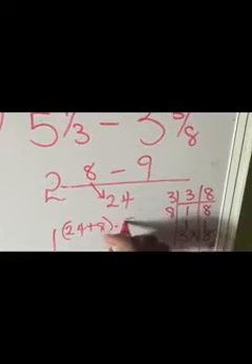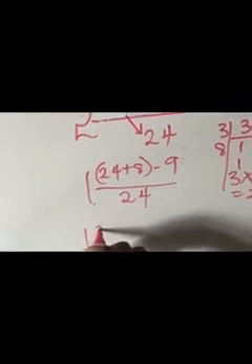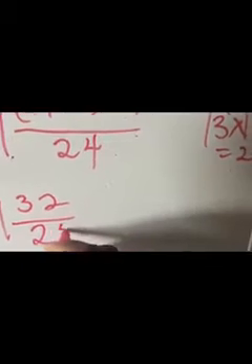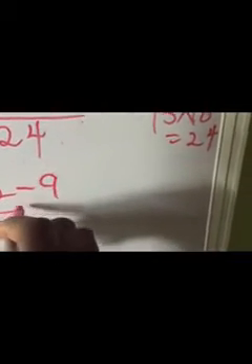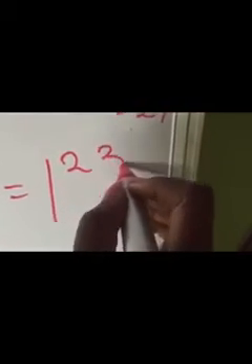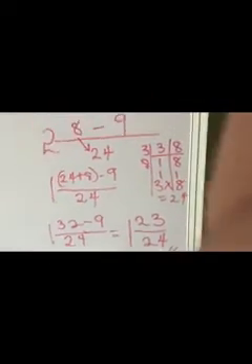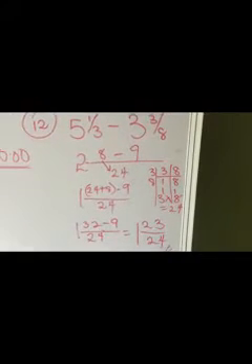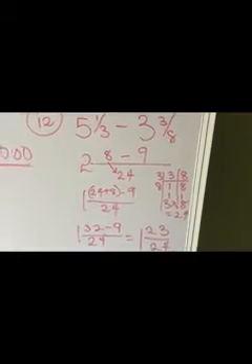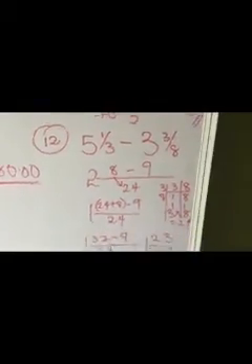Right, 24 plus 8. Minus 9 over 24. That's one whole number, 32 over 24. So this should be 32 minus 9. That's equal to one whole number. 32 minus 9 gives us what? 23 over 24. So this is our final answer: one whole number, 23 over 24. So we move to the next number, which is number 13.